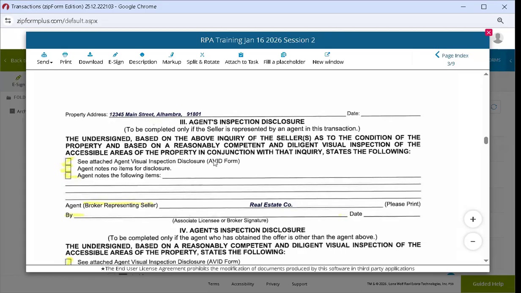So normally here, we just advise you to click this box right here, see attached AVID form. So make sure that when you go back the next day or the day after that you have your AVID with you, okay? So click this box. That's all you have to do, and sign and date.